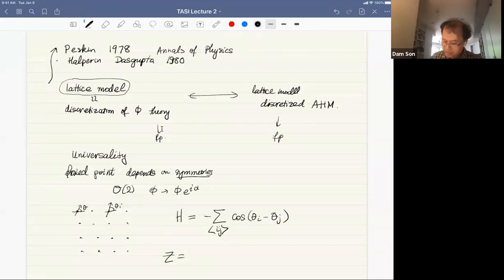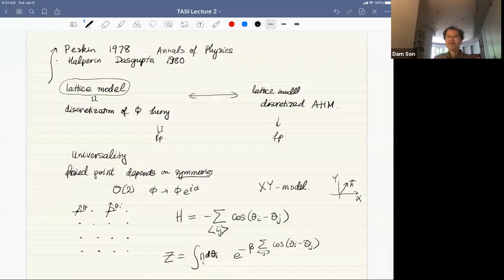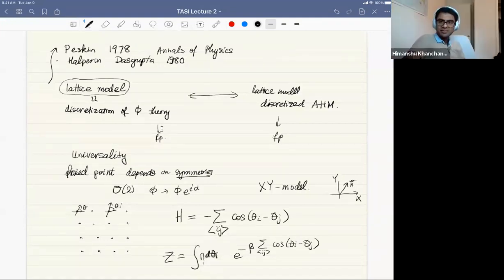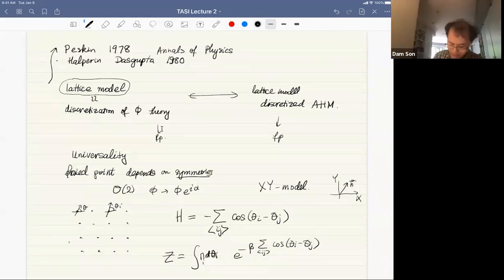Z would be equal to, again, the sum over the whole ensemble, which is now the integral over all d theta_i, of e to the minus beta sum over ij of cosine of theta_i minus theta_j. This model is also called the XY model, because we can think about each spin as a unit vector in an XY plane. Classical, that is three-dimensional, right? The lattice is three-dimensional, yeah. The lattice is three-dimensional, but it's hard to draw. Try to do that, the three-dimensional lattice. The spin points in a two-dimensional space, as two components.